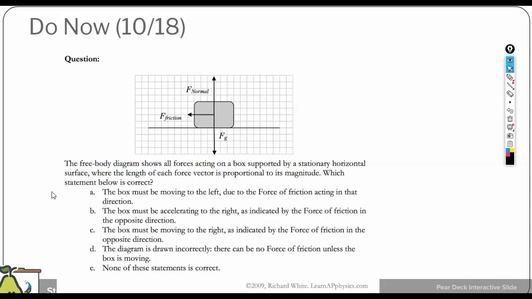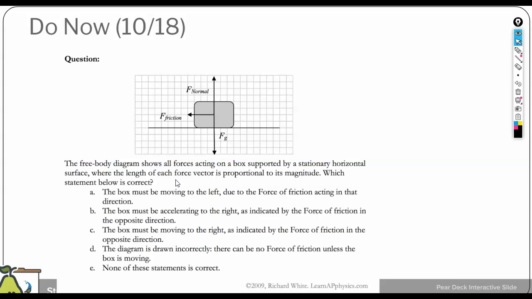Okay, so before we get into that, I want you to take a look at this do now question that we have today. This question says that the free body diagram shows all forces acting on a box supported by a stationary horizontal surface, where the length of each force vector is proportional to its magnitude. Which statement below is correct? Okay, and so I want you to look at the answer choices.